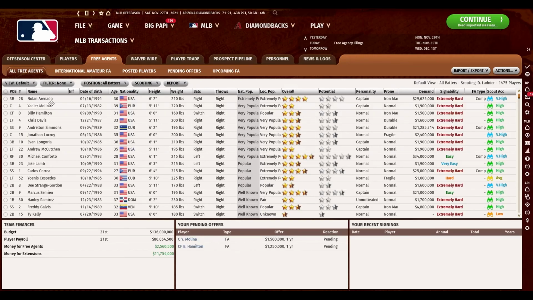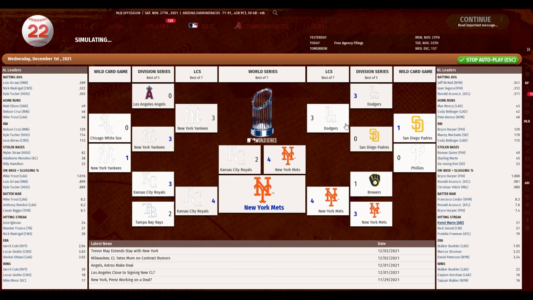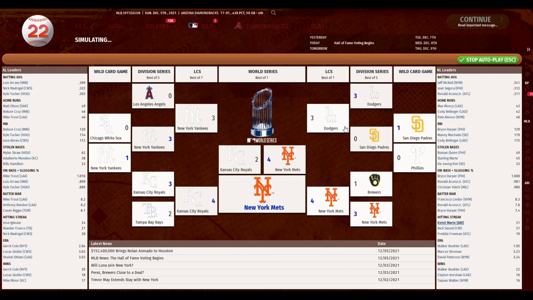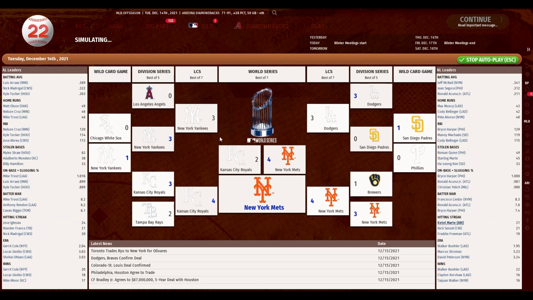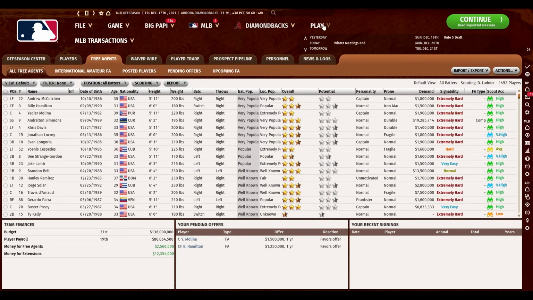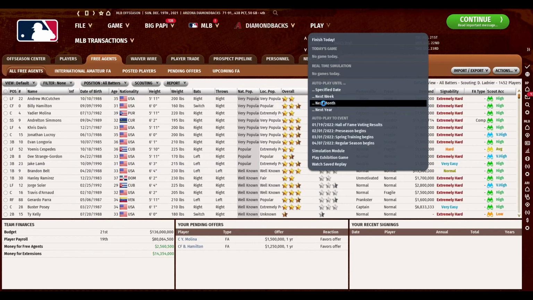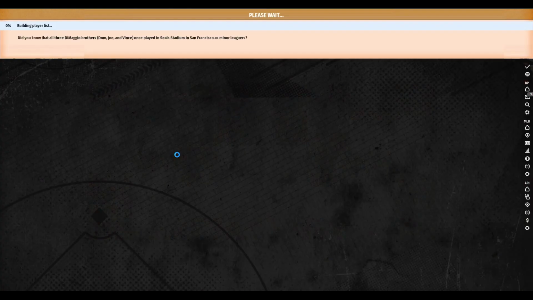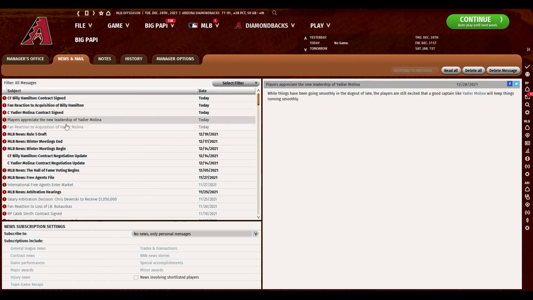All right. So we sign a couple of players, Molina and Billy Hamilton. Let's sim ahead and see what this does to our fan interest when they sign. They're both still pending. Let's just keep going here. They both favor the offer. Come on, guys. Sign the contracts. Just waiting for him to say okay. All right, and there we go. So we signed Yadier Molina. We signed Billy Hamilton. We get players appreciate the leadership.